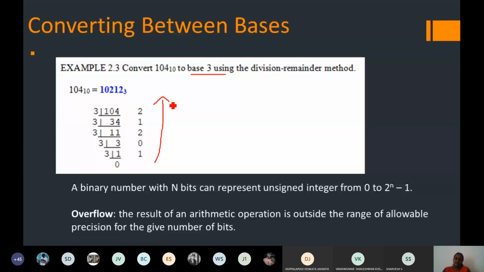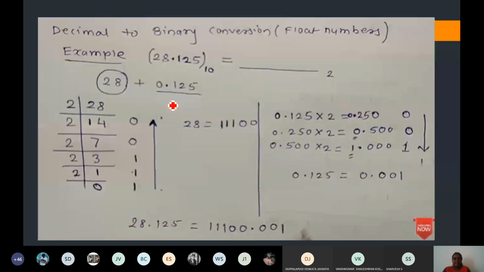So tell me whether this number is a signed number or an unsigned number. It is an unsigned number. I haven't included any plus or minus sign to represent whether this is a positive number or a negative number. So this is an unsigned integer.